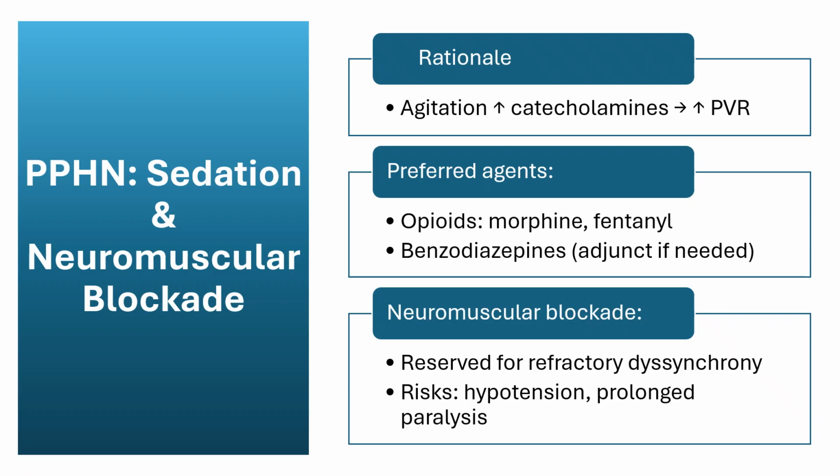The slide emphasizes that these interventions carry risks of hypotension and prolonged paralysis, so they must be applied cautiously with continuous monitoring of cardiovascular status and ventilatory parameters. The combined use of sedation and selective neuromuscular blockade helps stabilize pulmonary pressures, optimize oxygenation, and improve response to pulmonary vasodilators.